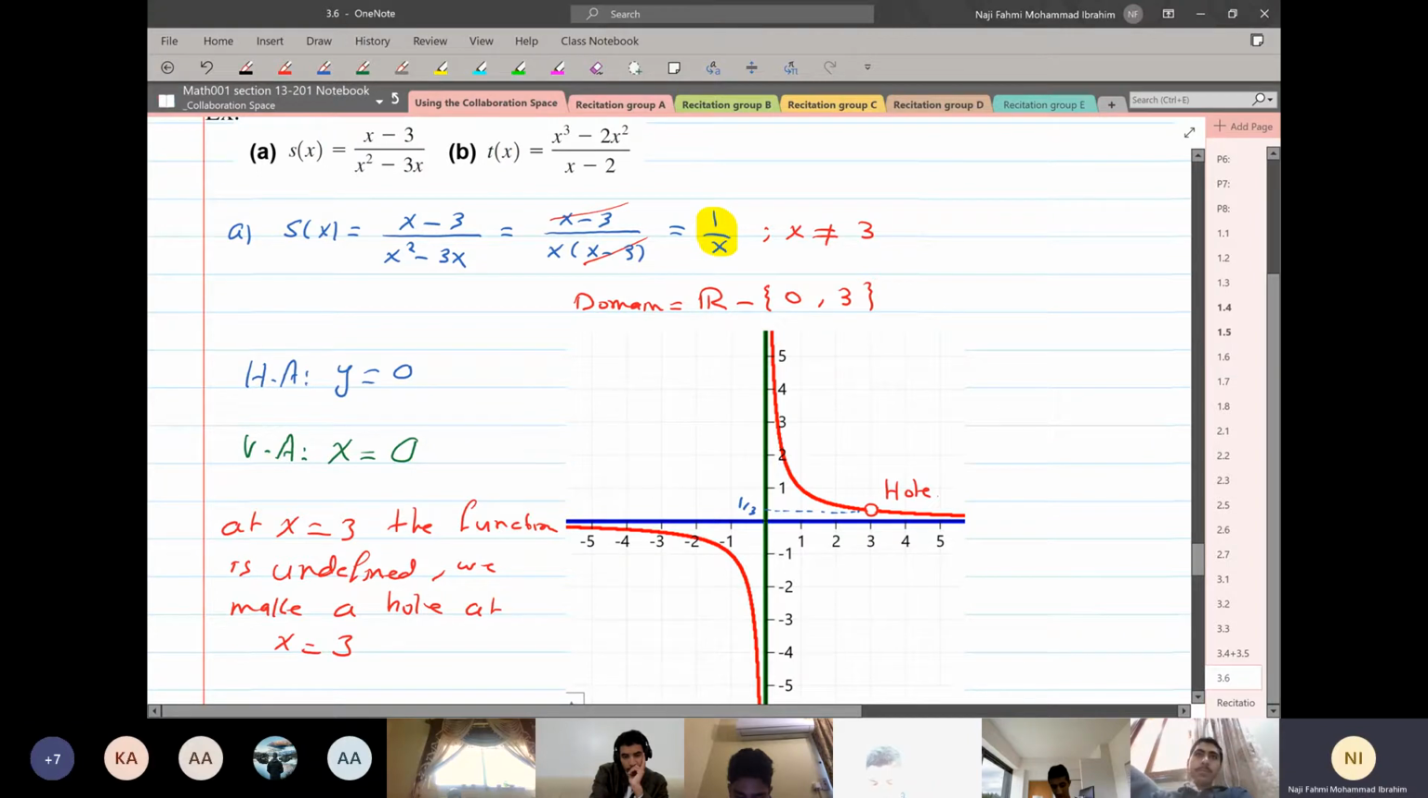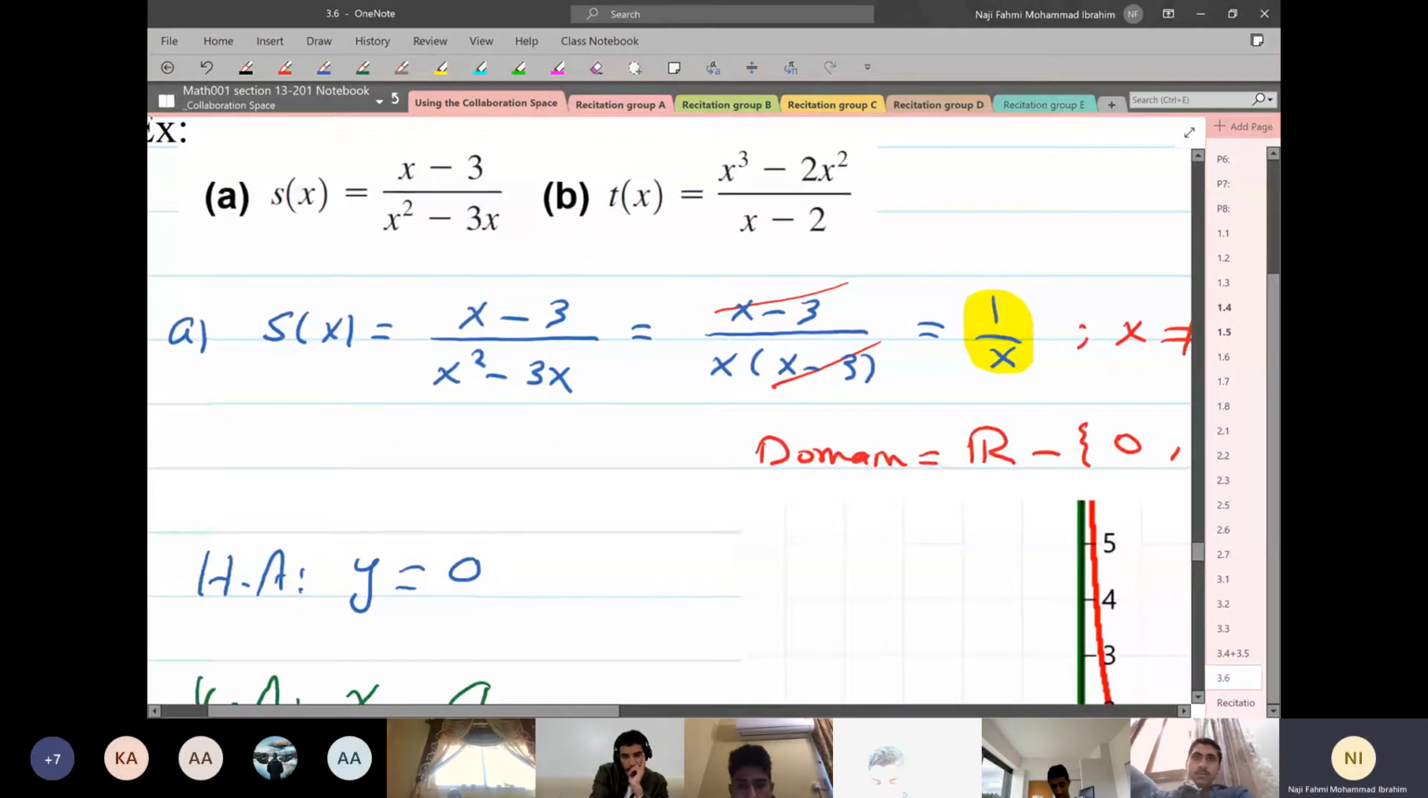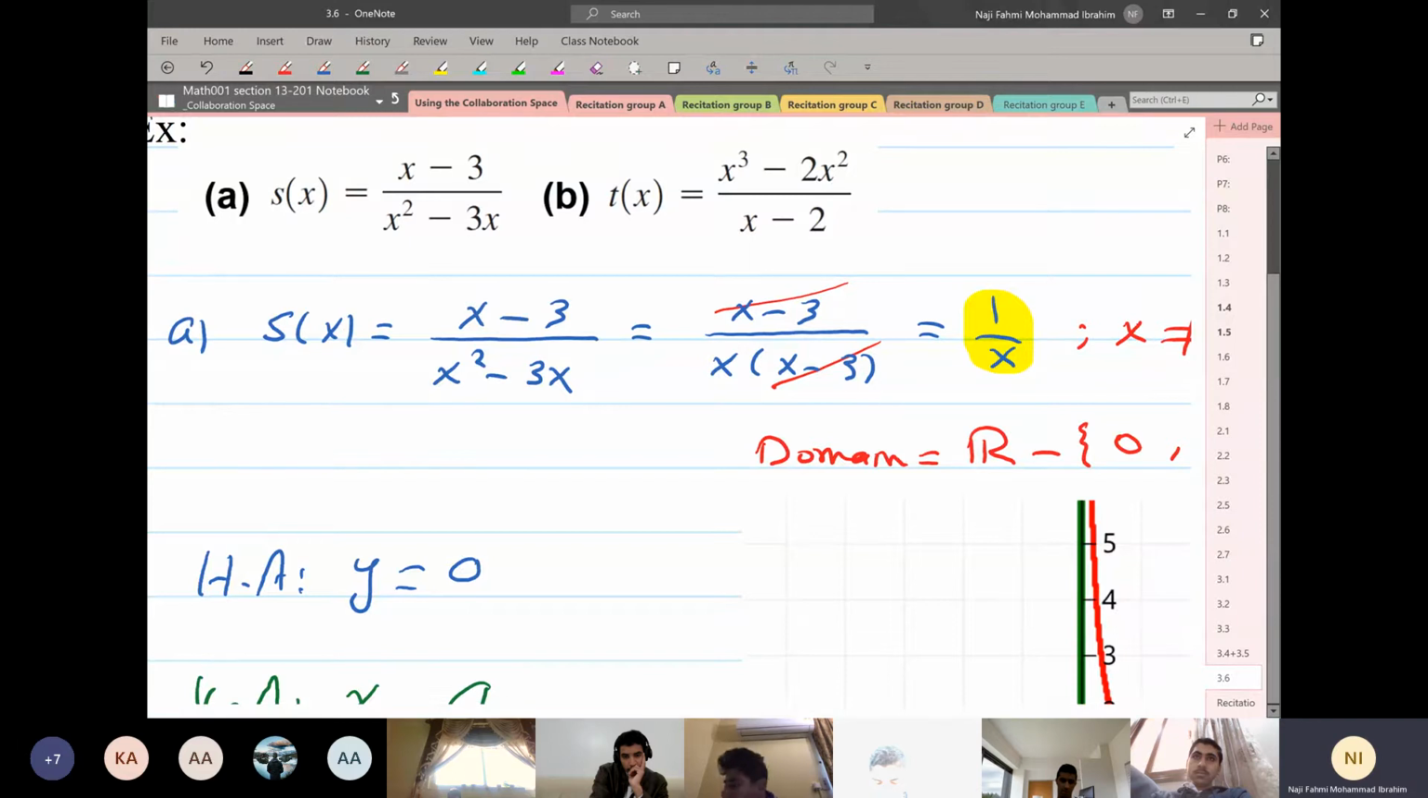Okay, let's take the second one. What's the second one, Shabab? Do you see it? It says t of x equals x to the power 3 minus x squared over x minus 2. I want you to factor now and simplify and tell me where the hole is here. Yeah, factor this one.